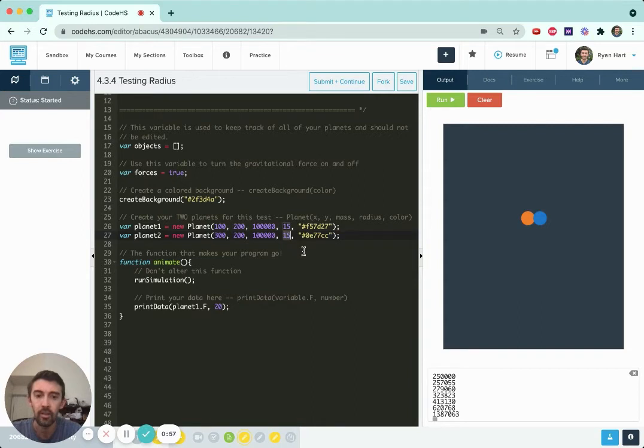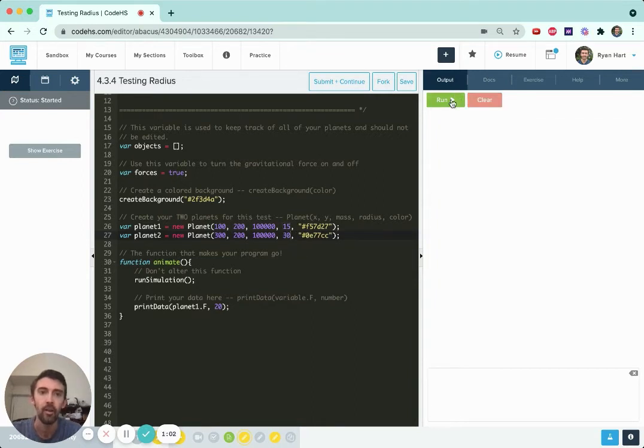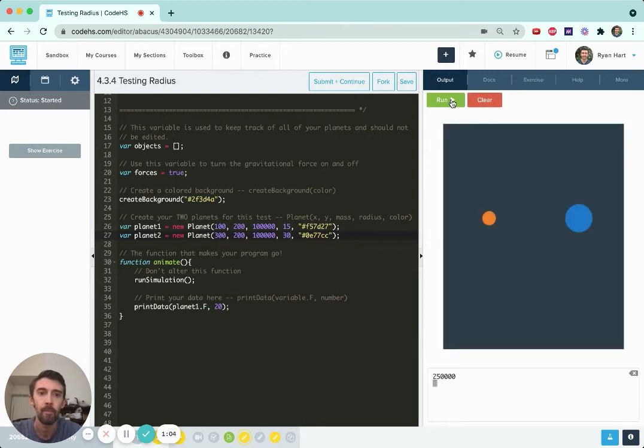And let's try doubling the radius of one of those planets and running this again. And we'll see that blue planet is significantly bigger in size and radius, but if we were to look at the force values, it's the same. So students get to use this simulation and coding in order to investigate properties that affect the gravitational force.